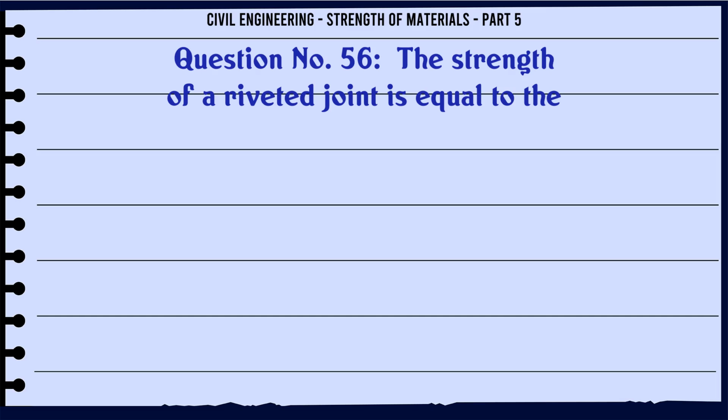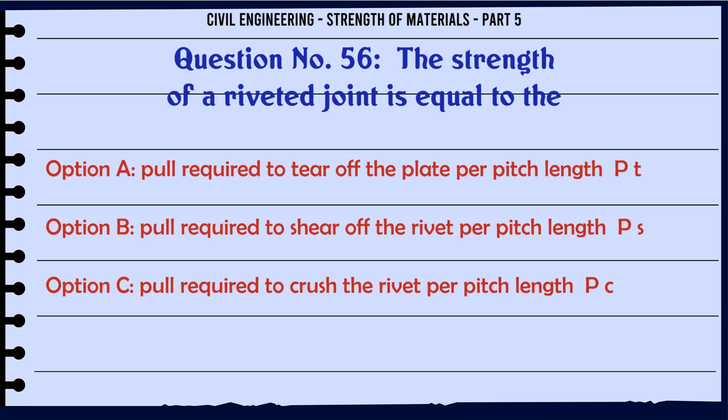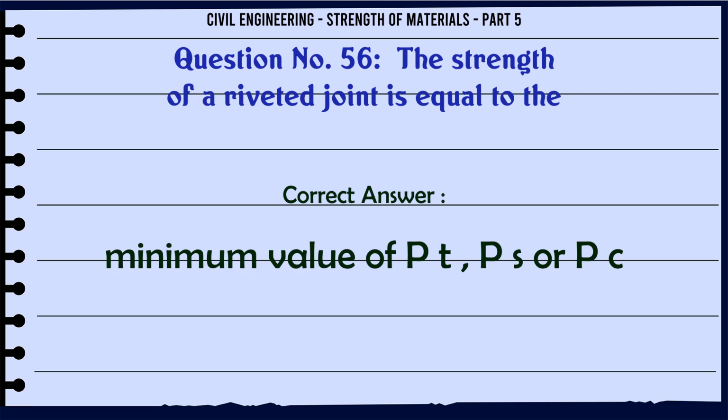The strength of a riveted joint is equal to the A. pull required to tear off the plate per pitch length Pt, B. pull required to shear off the rivet per pitch length Ps, C. pull required to crush the rivet per pitch length Pc, D. minimum value of Pt, Ps or Pc. The correct answer is minimum value of Pt, Ps or Pc.